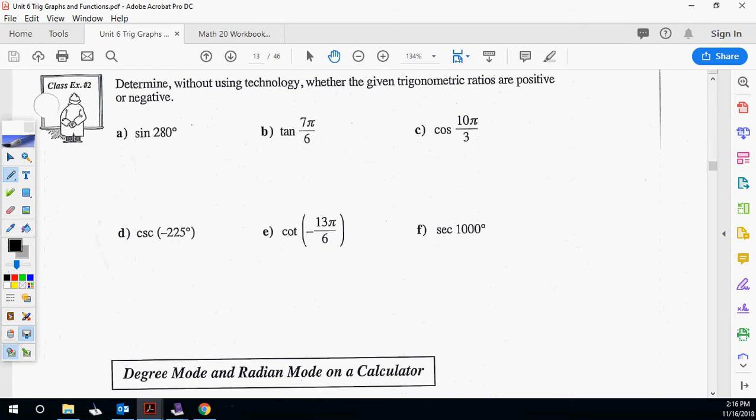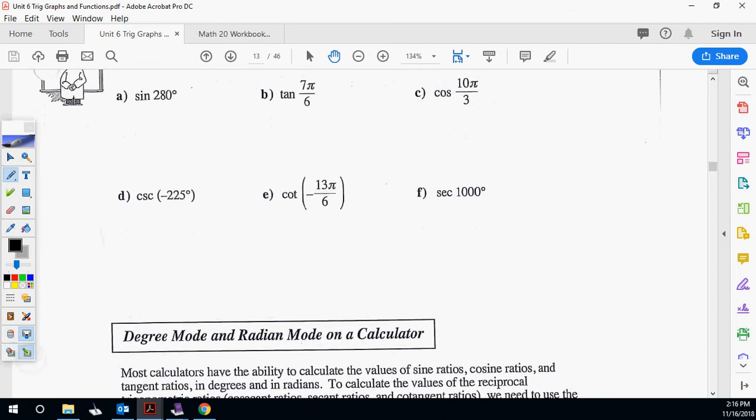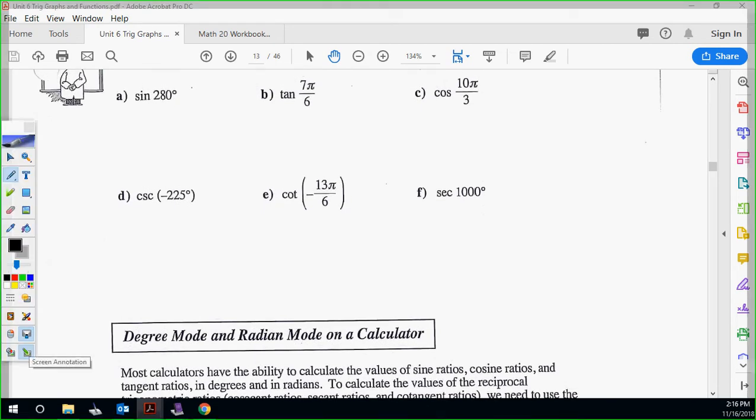All right. Determine without using technology whether the given trigonometric ratios are positive or negative. So just knowing what quadrant you're in and if that trigonometric function is positive or negative there. So sine of 280. This is what we have to get good at. Okay, 280. 270 is right here. So I'm just slightly past 270 to 280. I'm in quadrant 4. Sine is definitely what there? Negative, because I'm below the x-axis.